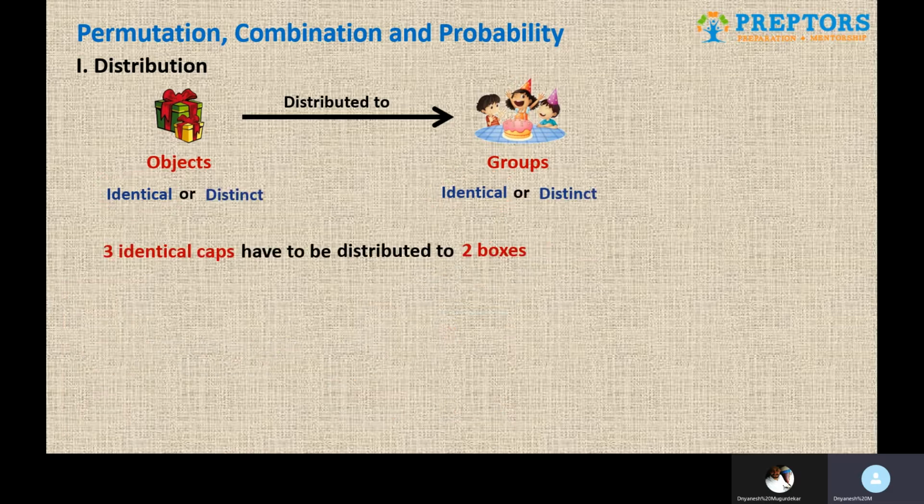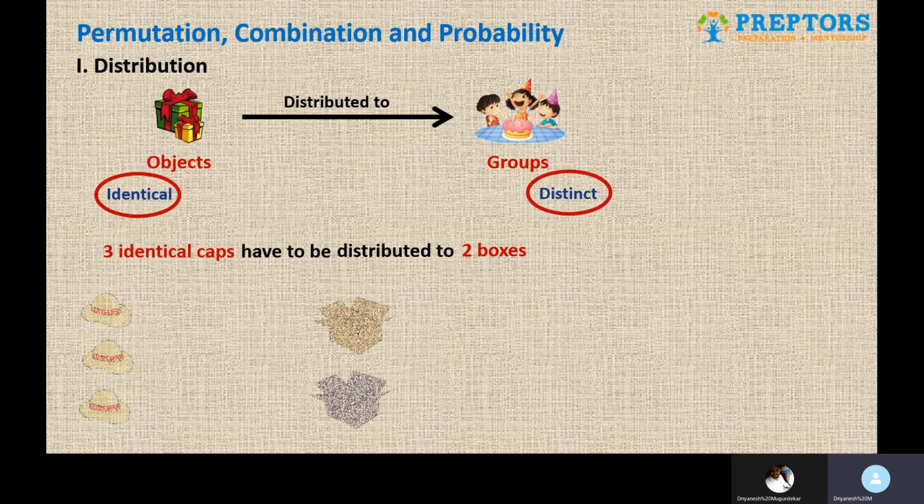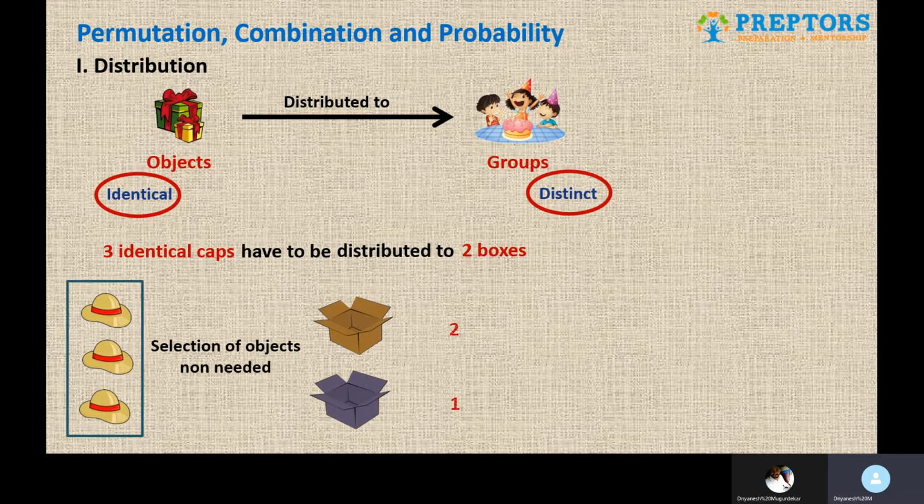The second variety: three identical caps have to be distributed into two boxes. Obviously caps are still identical, so the selection of the objects is not important, but because the boxes are different, it will be very important to understand which box gets how many caps. That is important because now one box is brown, one is purple, so it matters how many the brown box gets and how many the purple gets. So 2 1 or 1 2 or 3 0 and 0 3. That is the change that will happen if the groups are distinct. Remember these ideas, okay?